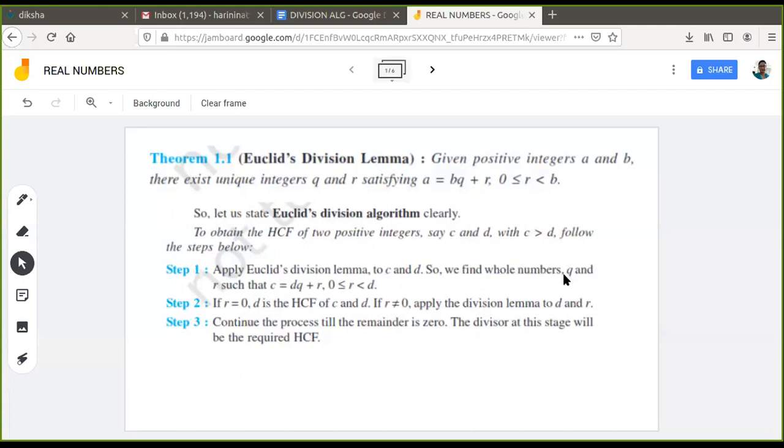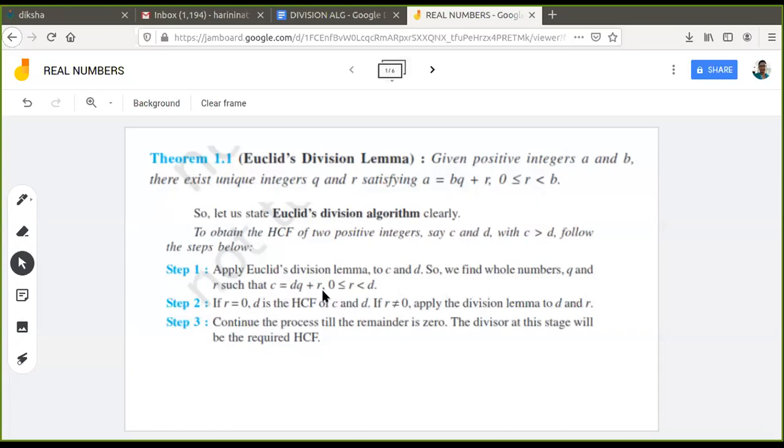Whenever we do division, we have a quotient and a remainder. So we name those two Q and R, such that C, the dividend, is equal to the divisor D into the quotient Q plus the remainder R. This step goes on with the condition that R will either be equal to 0 or less than D. That means your division should go on till you reach a stage where R has become 0, or at least it is less than the divisor. So if R is 0, D is the HCF of C and D.